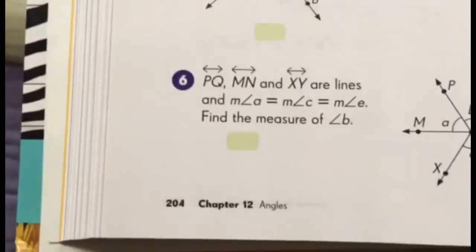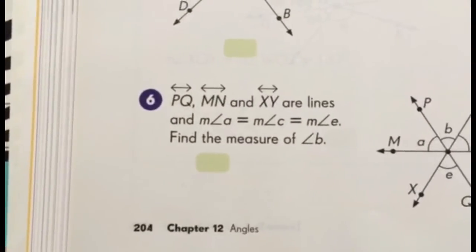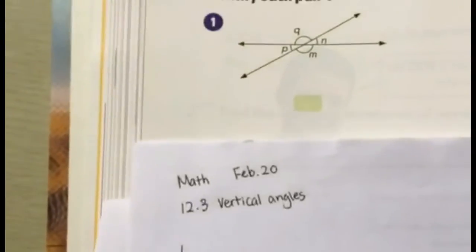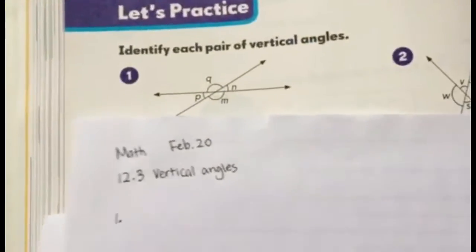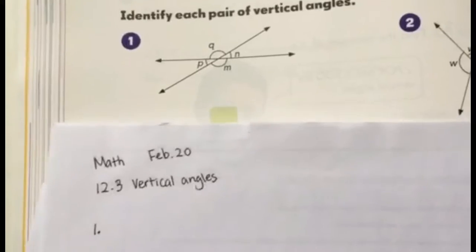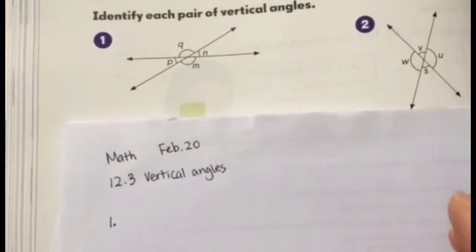So this homework of page 204 is lesson 12.3 homework, and the title is vertical angles.